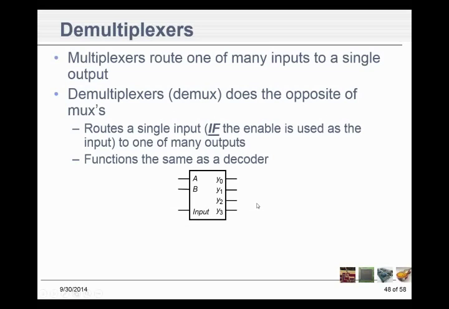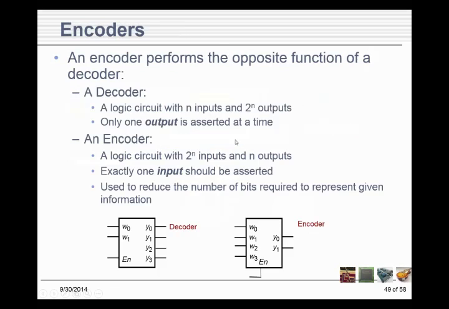Okay, here's a demultiplexer, which basically functions the same as a decoder. So I'm going to just let it go. Here's our input, and these outputs, it's going to act like a decoder. And so we can look at all the other ones if we want to.